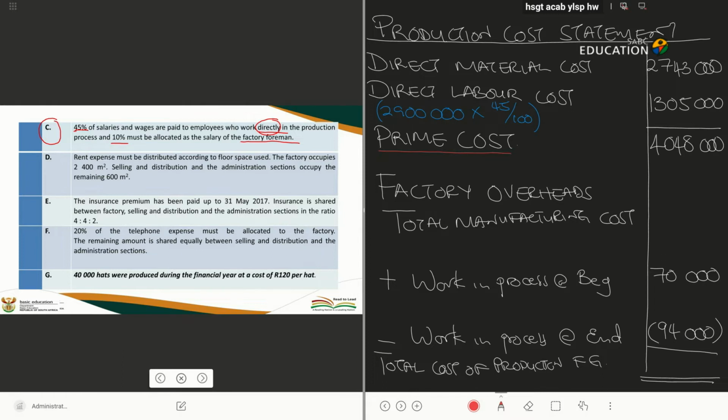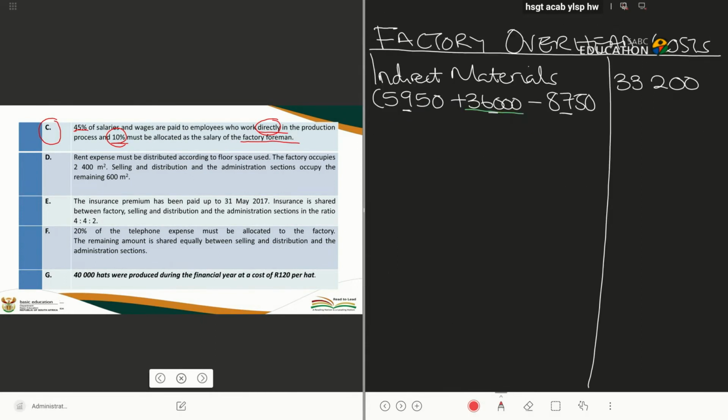Remember, we still have not finished with the 10%. Where do we take the 10%, boys and girls? You're very correct, to our indirect labor cost. So we're coming here now. This is our salaries. How much was that? It is 2.9 million. What percentage are we bringing here? 10%.